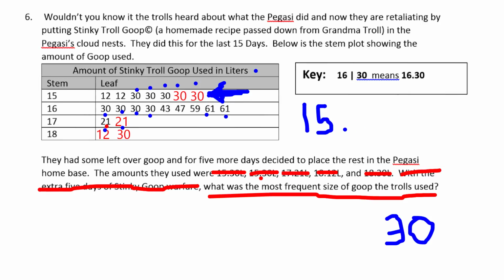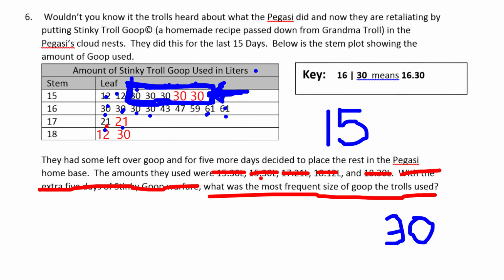So the answer to this problem, based on the fact that we have 5 of these values, means that they use that volume of Stinky Troll goop the most. They used it 5 different times. That's more than any other volume that they use here. These were only 4, these were only 2, these were only 2, but these, the 15.30, they used 5 times. So that is the most frequent size of goop the trolls use. So the answer is 15.30.